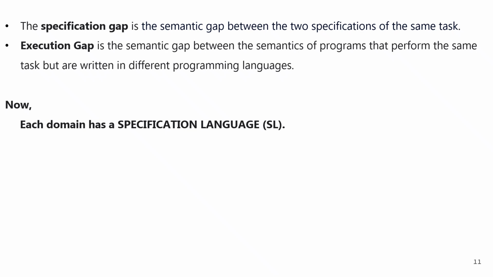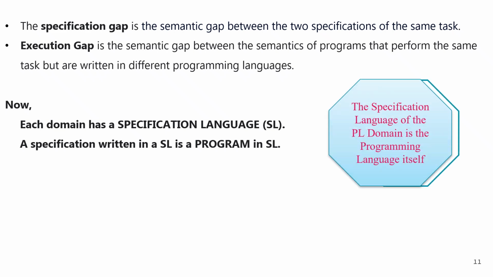Each domain has a specification language. अब हर डोमेन का अपना एक लैंग्वेज है, आप किसी भी लैंग्वेज में कुछ भी नहीं लिख सकते. ओके, a specification written in SL is a program in SL. Okay, a specification written in specification language, you call it as a program in specification language.